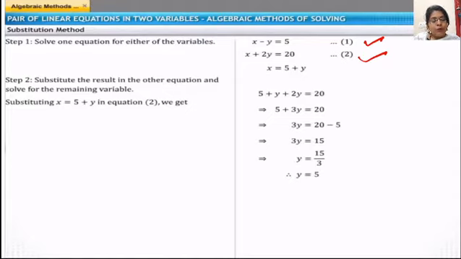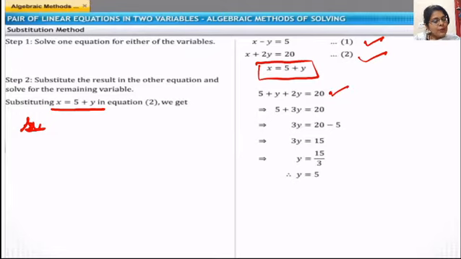So what we are going to do is take this equation, and this y will be transposed to the right hand side and we get x is equal to 5 plus y. And this x is equal to 5 plus y will be substituted in equation 2. So we have substituted the value; instead of x we have written 5 plus y, then plus 2y is equal to 20.